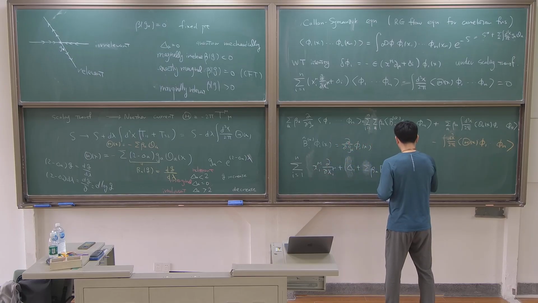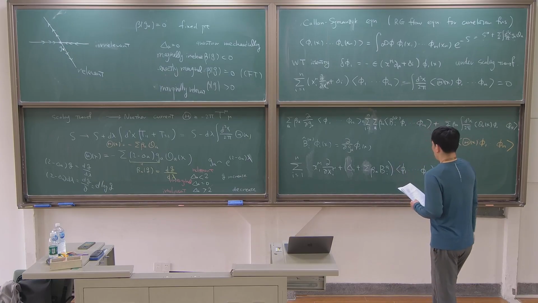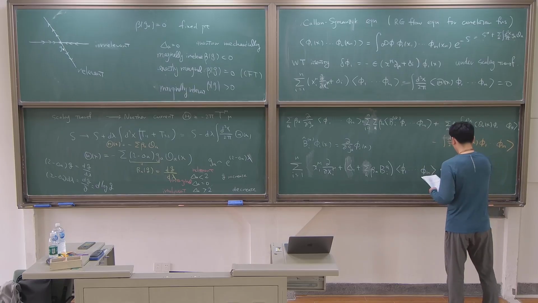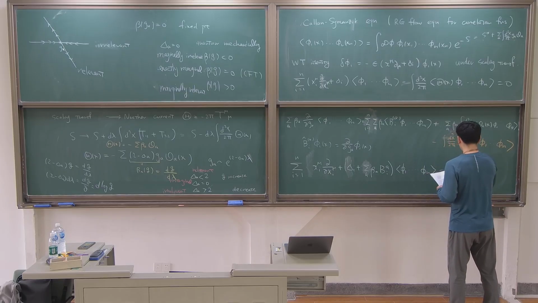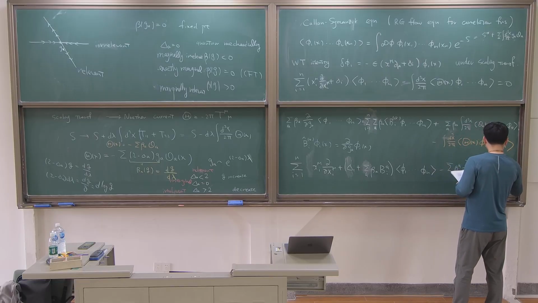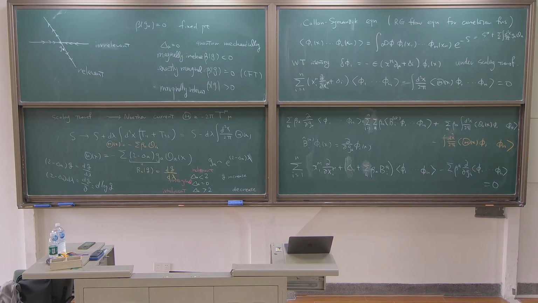Once you do that, you will get the following equation. This acts on phi 1 through phi n, times A, and then minus the sum over A of delta g_A, phi 1, delta phi is equal to zero. That's how we get this. This is called the Callan-Symanzik equation.